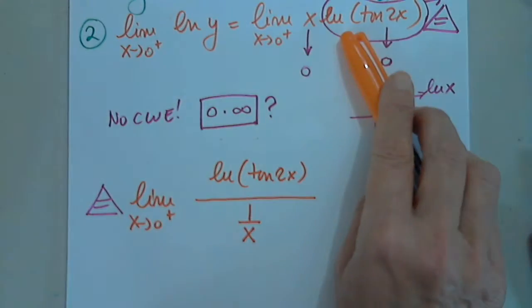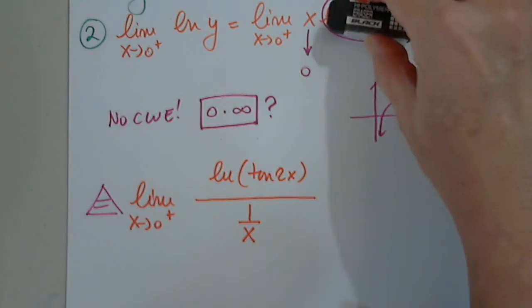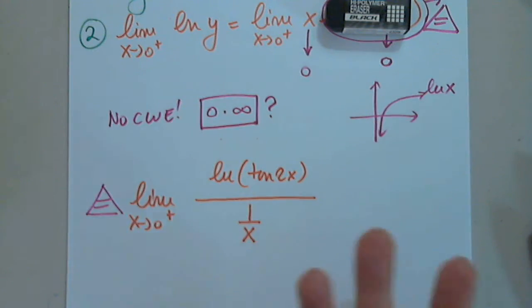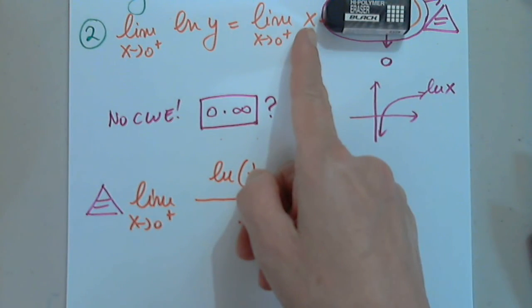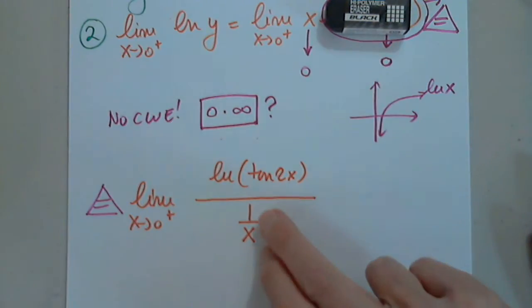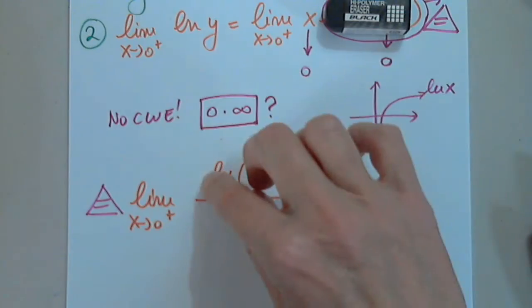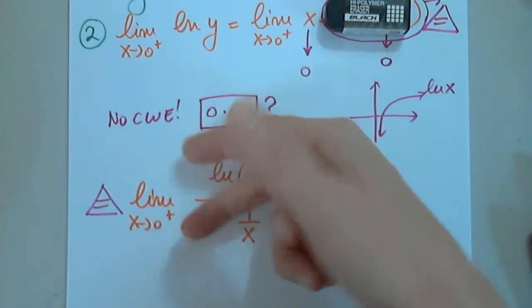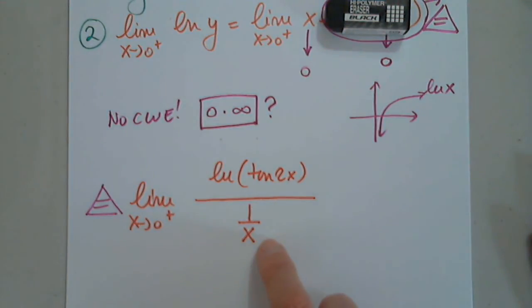And I cannot do anything to log. Log is carved in stone. The only piece I can manipulate, so to speak, is this. I can erase it. I can bring it to the bottom as 1 over x. When I divide this by a fraction, I have to multiply by the multiplicative inverse of the fraction. I get that.